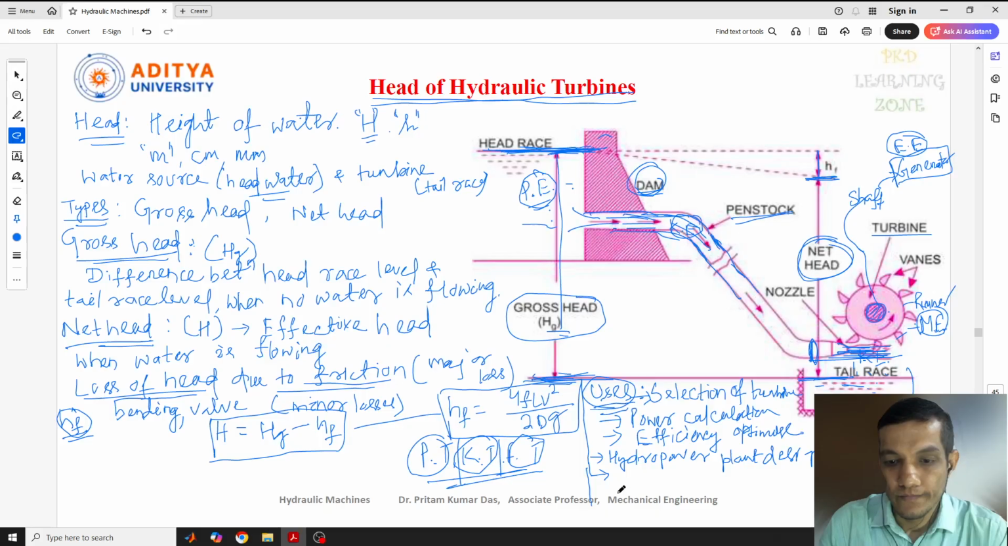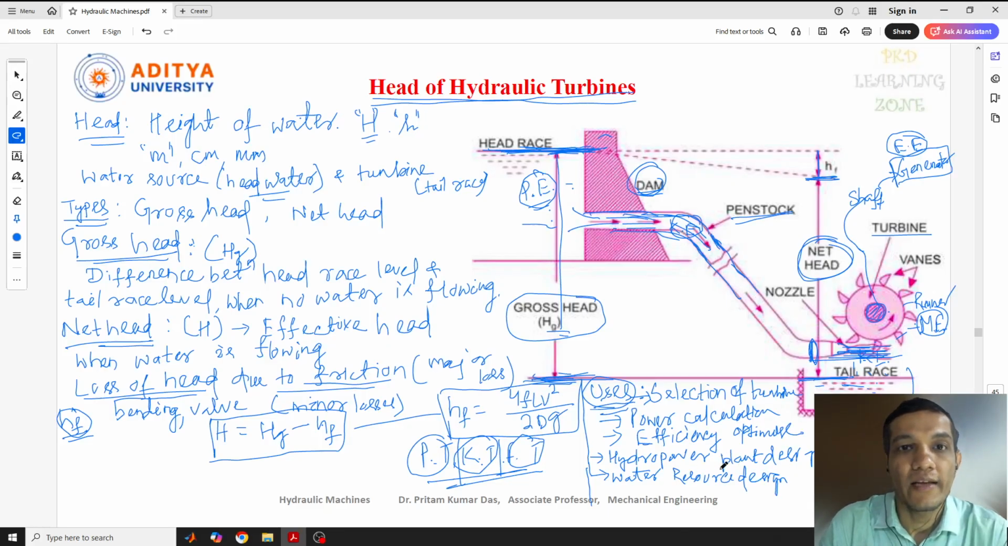Similarly, in the water resources department, or water resources design, here also we require the help of this head, to determine the energy potential of the river. What is the energy potential, and is any kind of waterfall there? To identify the energy potential of the waterfall, we need to know about the head. So it is very important. Many more applications are there, but I think this is okay. You can understand what the head of turbine is.